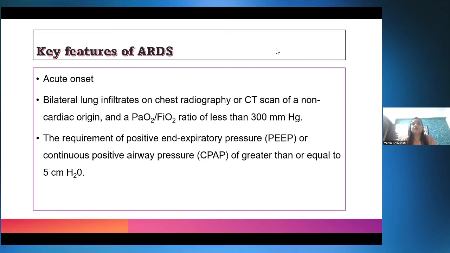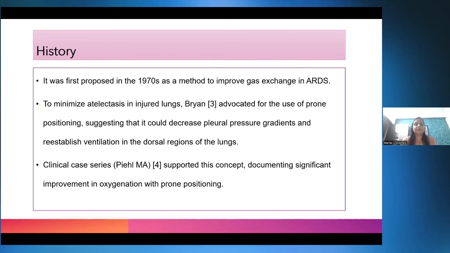The key features for ARDS include acute onset, bilateral lung infiltrates on chest radiography or CT scan of a non-cardiac origin, with partial pressure of oxygen to FiO2 ratio of less than 300 mm of Hg. If this ratio decreases down to 100 mm of Hg, we consider it as severe ARDS. There is also the requirement of PEEP or continuous positive airway pressure of greater than or equal to 5 centimeter of water.